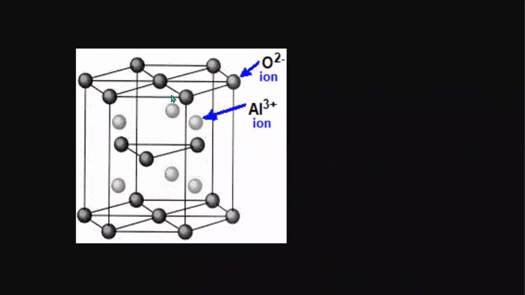So they're not showing this, but this is Al3+. This is the O2- ion. So Al3+ is attracted to O2-. O2- is attracted to Al3+, which is attracted to O2-. So positive and negative ions, they're all attracted to each other.